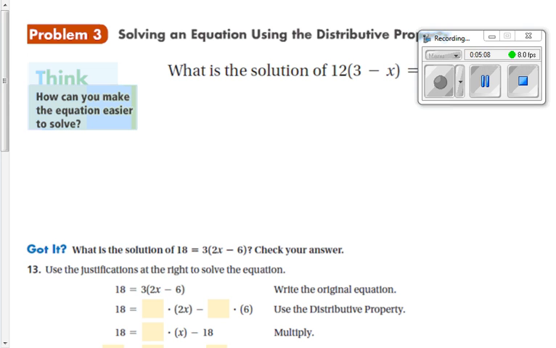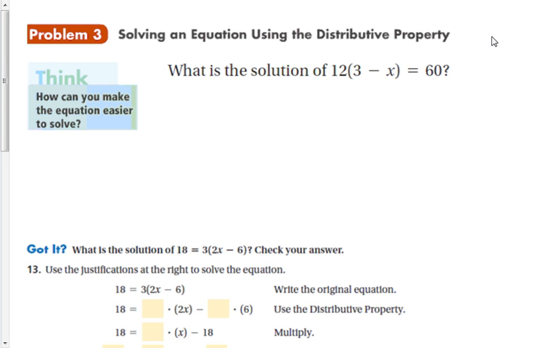You can also use the distributive property when solving an equation. So here, notice we have 12 times the quantity 3 minus x, and we want to get rid of that parentheses if we can. And the way we're going to do that is by using the distributive property and just multiplying 12 times 3, which is 36. 12 times x is 12x equals 60. Remember that subtraction is adding a negative. Now I'm going to subtract 36 from both sides.